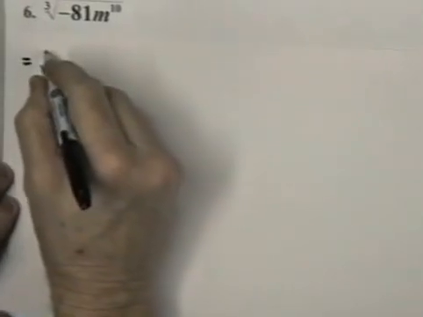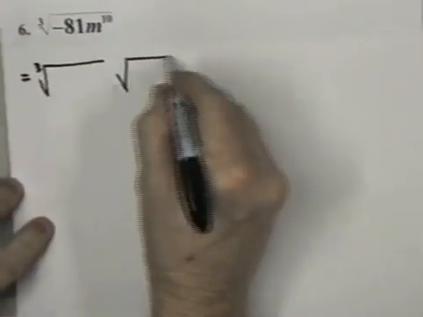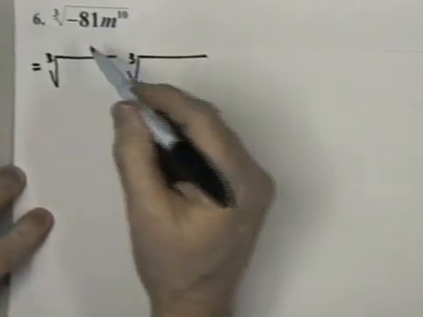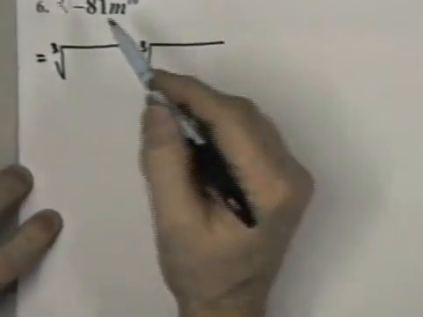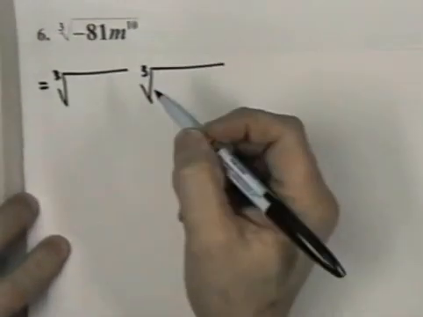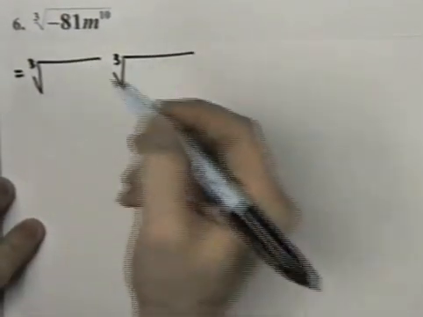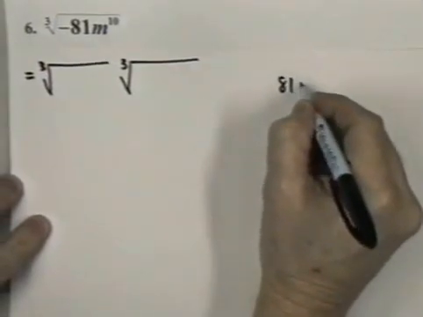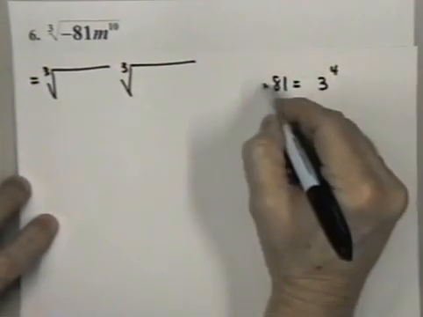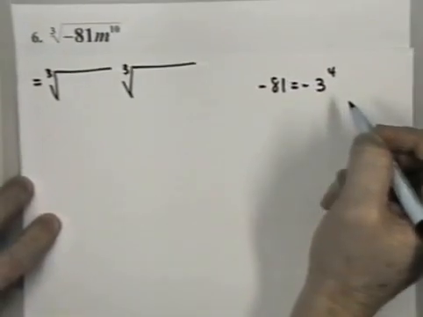Okay, next one. Cube root of negative 81 m to the 10th power. Again, you may want to try this one first. All right, let's do it together. So first we write it as a product of cube roots. Take the coefficient first. Can we take a perfect cube out of negative 81? Yeah, we can write 81 as 3 to the fourth. So negative 81 would be negative 3 to the fourth.